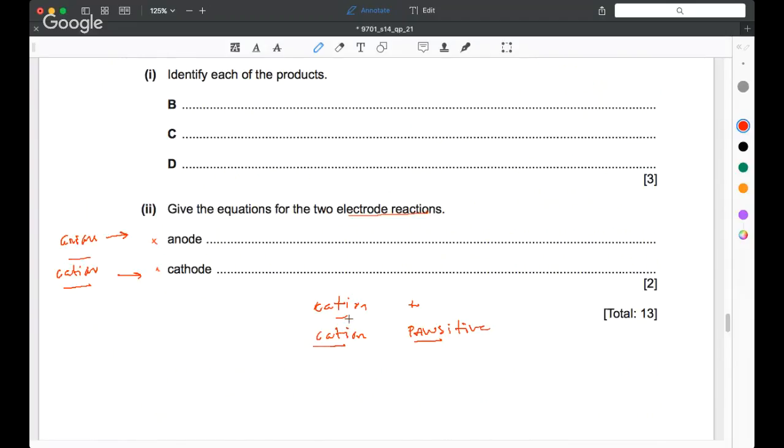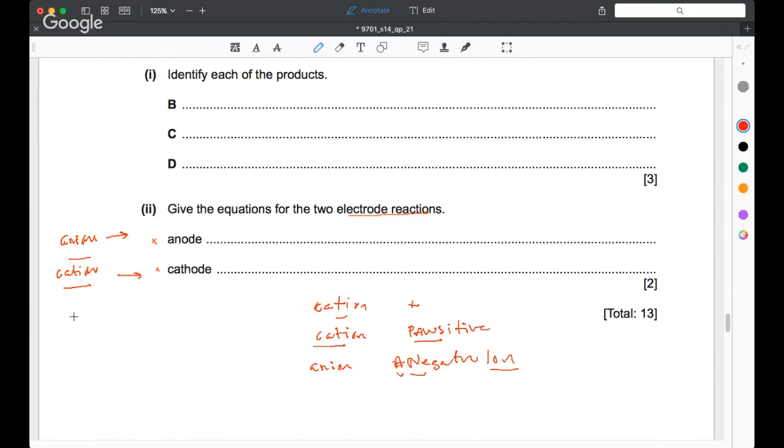Or if you're not happy with the T being like a positive, or the cat having pores, a cation being positive, then slightly more rigorous is an anion is a negative ion. So a negative ion, an ion, anion. So that's some different ways of remembering this.